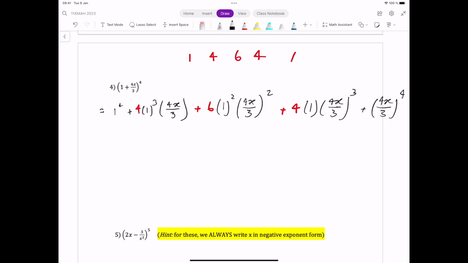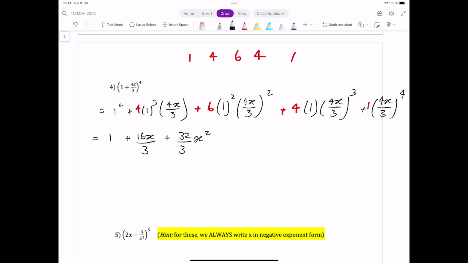Now you can see that putting all of these ones in is pretty annoying and obsolete. As you get better at them, you won't have to put the ones in, but for now it's good practice. So we've got 1 plus, let's just go 4 times 1 times 4 on 3 is 16 on 3, so plus 16x on 3. Plus 6 times by 1 squared times by 4 on 3 squared is 32 on 3 x squared.